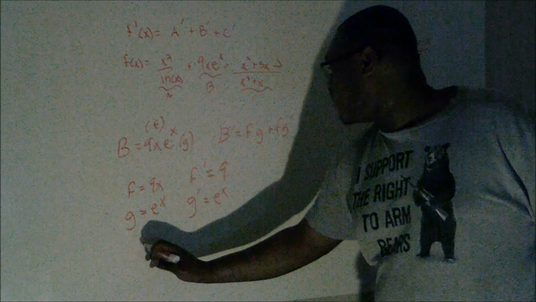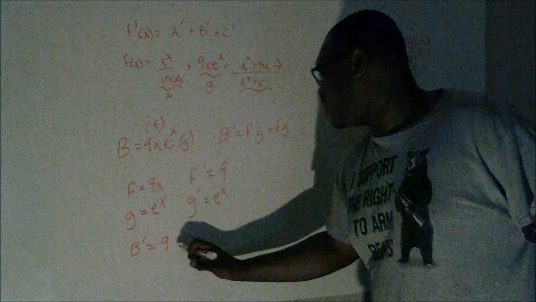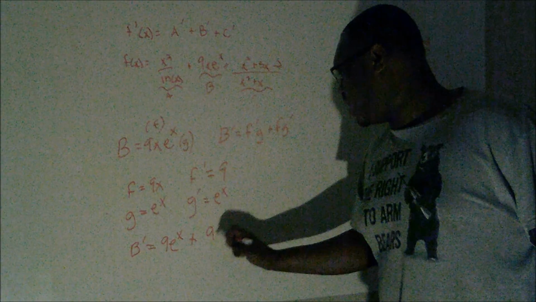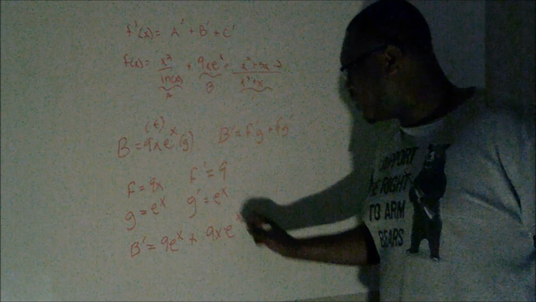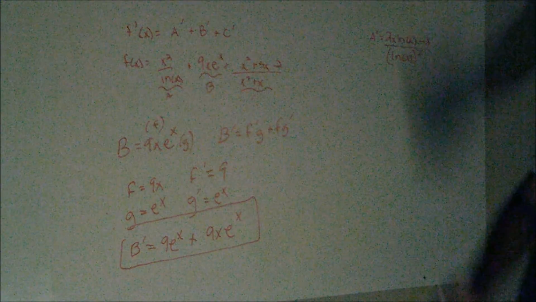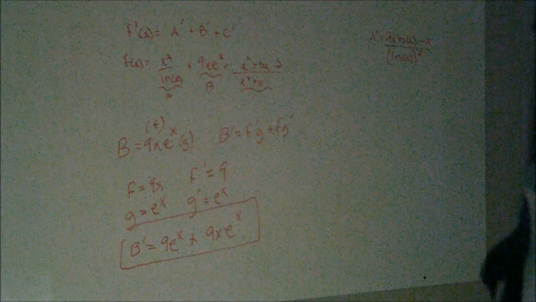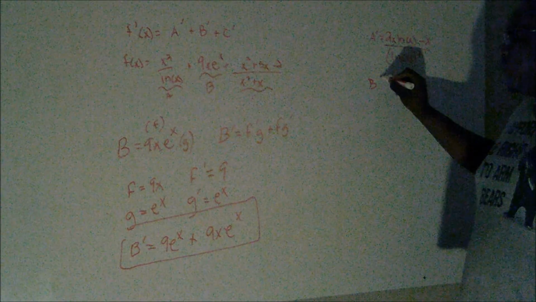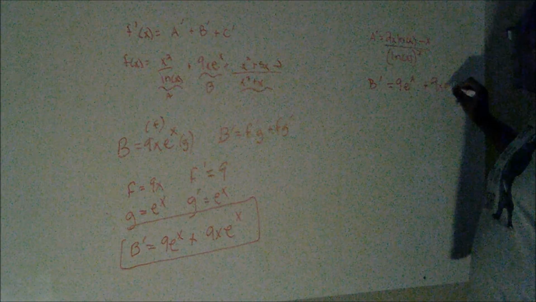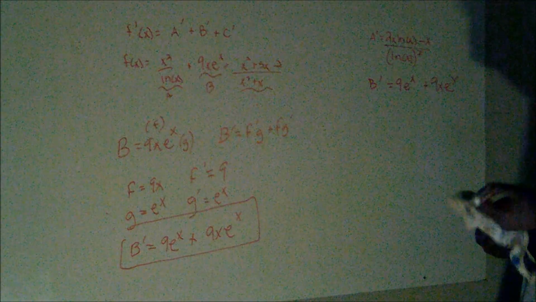So now we can write that b prime is equal to f prime 9 times g e to the x plus f 9x times g prime, which is just e to the x. So b prime is simple enough. After all these examples, you may come to the conclusion that doing the product rule is a lot easier than the quotient rule, and a lot of times it is. So now we have b prime. So b prime is equal to 9 e to the x plus 9x e to the x. Now all we have to do is determine c prime, add them together, and we have our final answer.